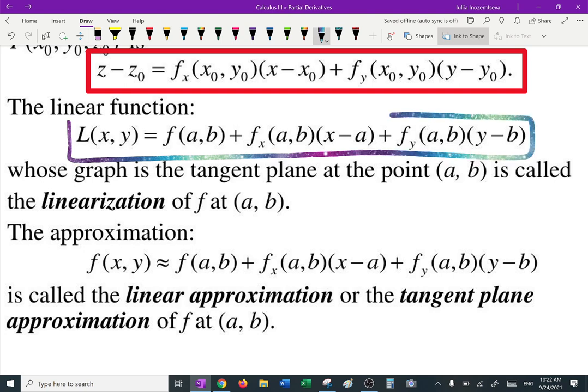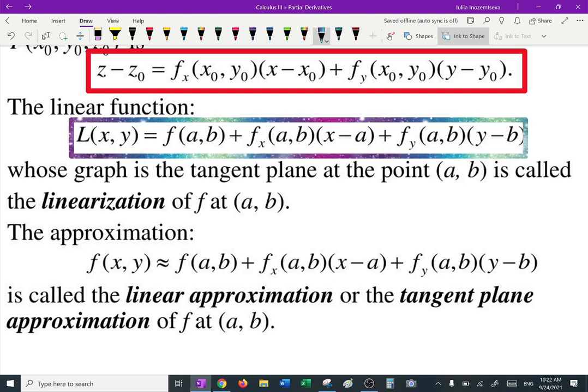Linear approximation L, we always call it L, is basically what we did. We moved this z sub 0 to the right. That's how we got it. To be honest, it's the same thing. It's not a new formula. We took this and moved it to the right. So now it's z equals, but z will be approximated by L equals. So that is z sub 0 plus, and everything is the same thing.